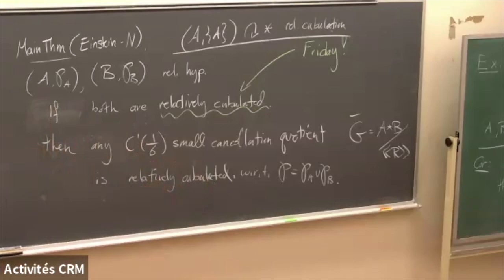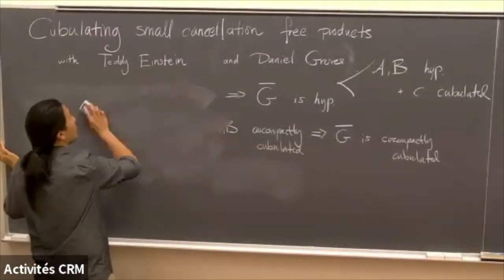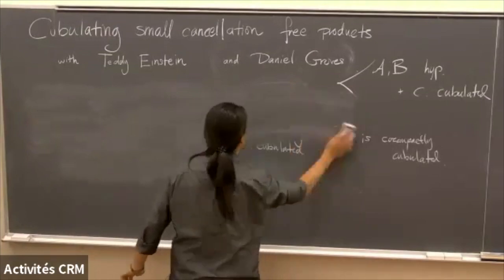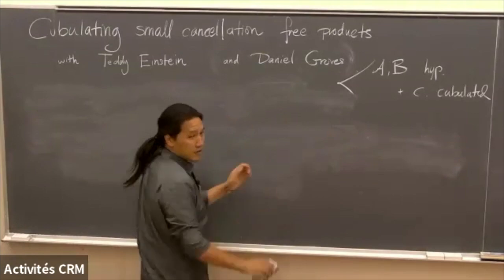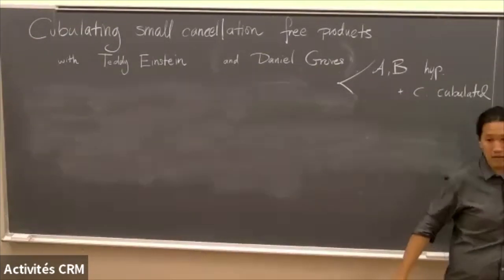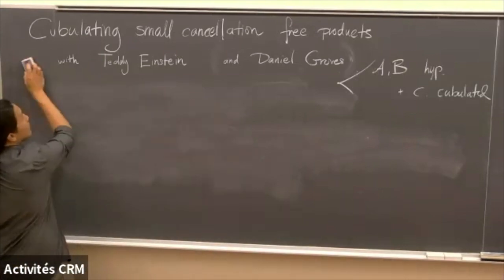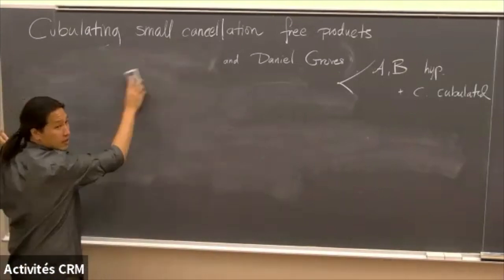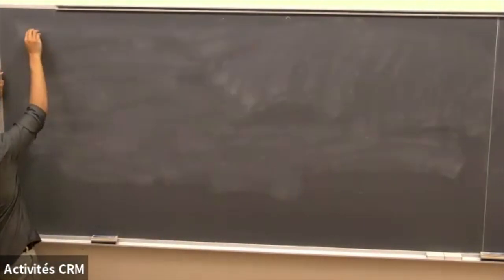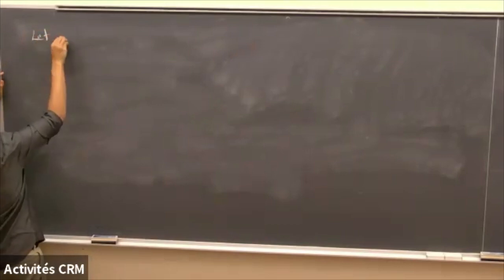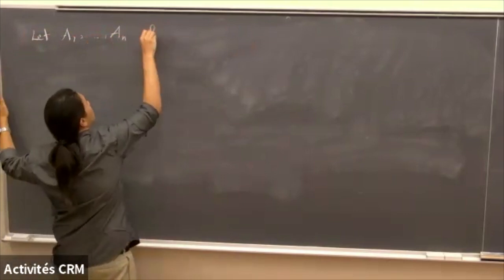My plan is to take some time to describe small cancellation over free products, and then see why it's a natural place to study relative hyperbolicity. Then, depending on how much time is left, I'll say some words about how to try to cubulate or relatively cubulate. So what's the setup? Let A1 to AN be finitely generated.